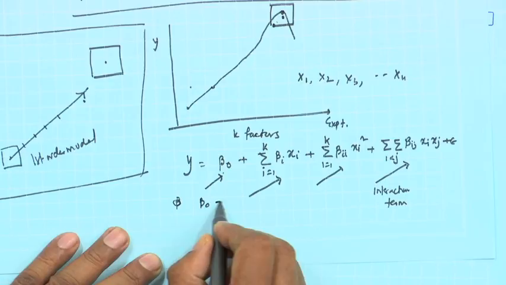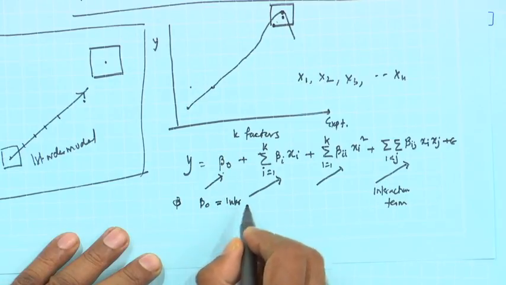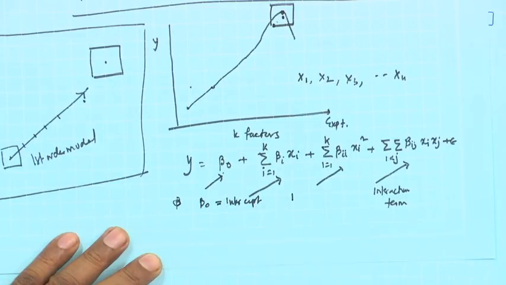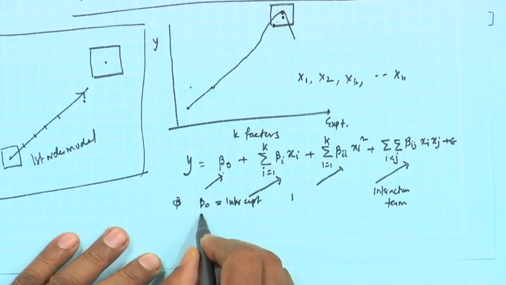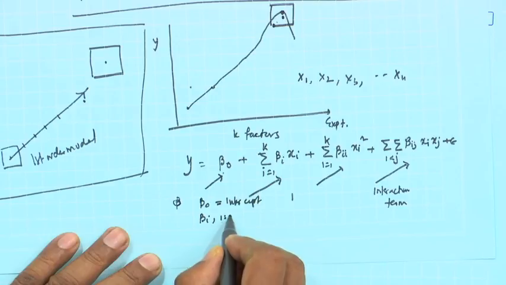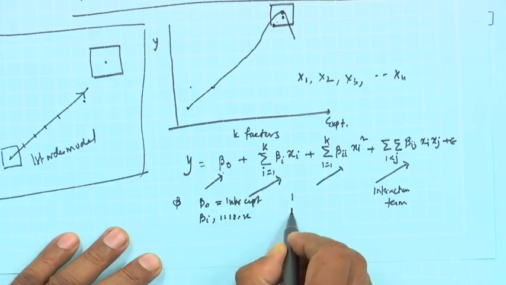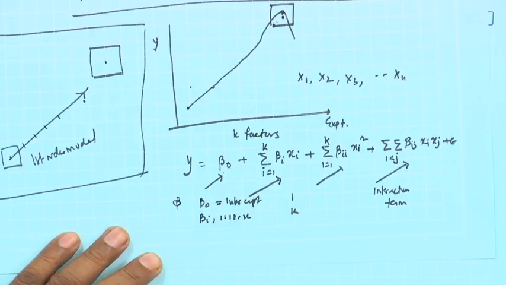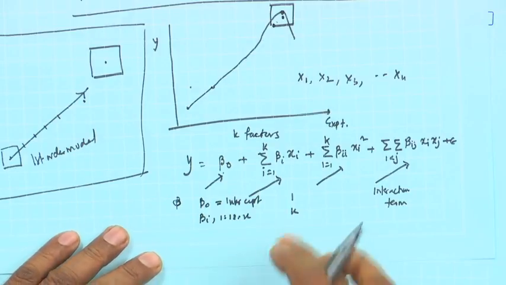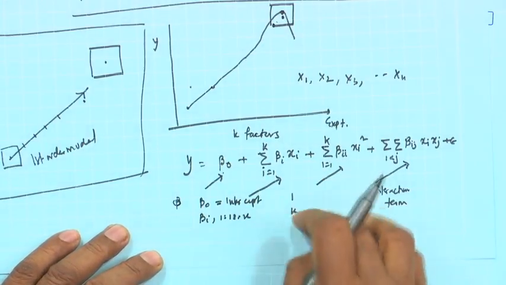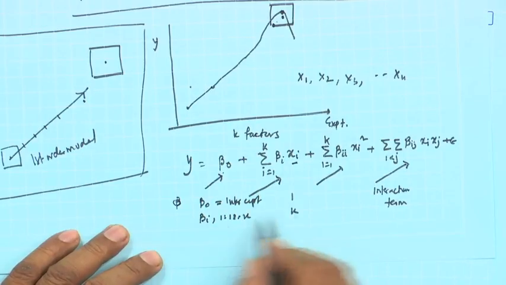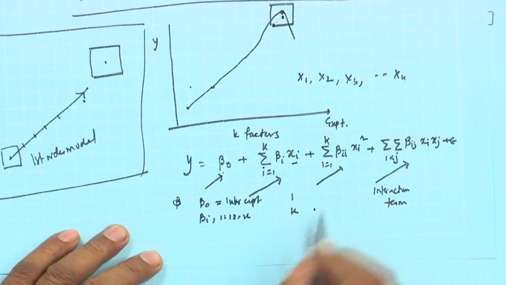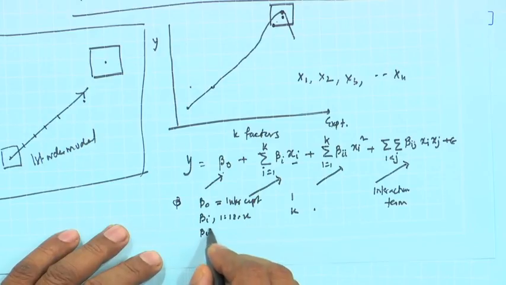One is beta 0, the intercept, so it is number 1. Now, beta i, with i equal to 1 to k, means there are k first order coefficients, basically the first order main effects. Then beta ii will be k in number.